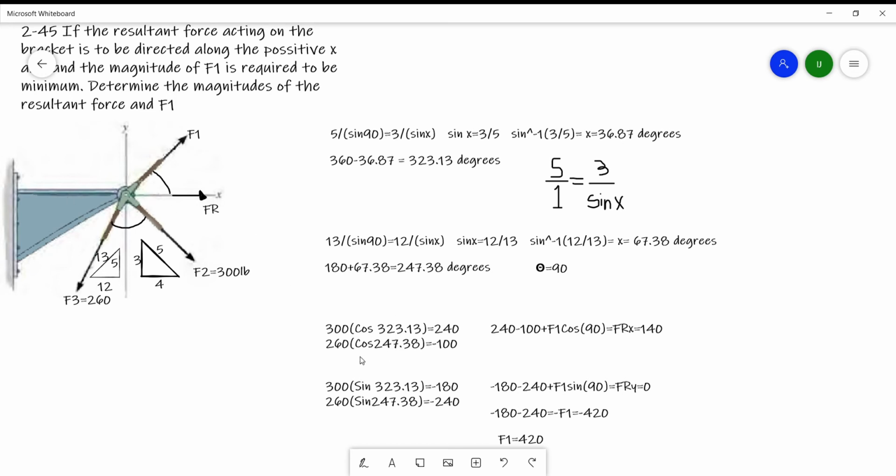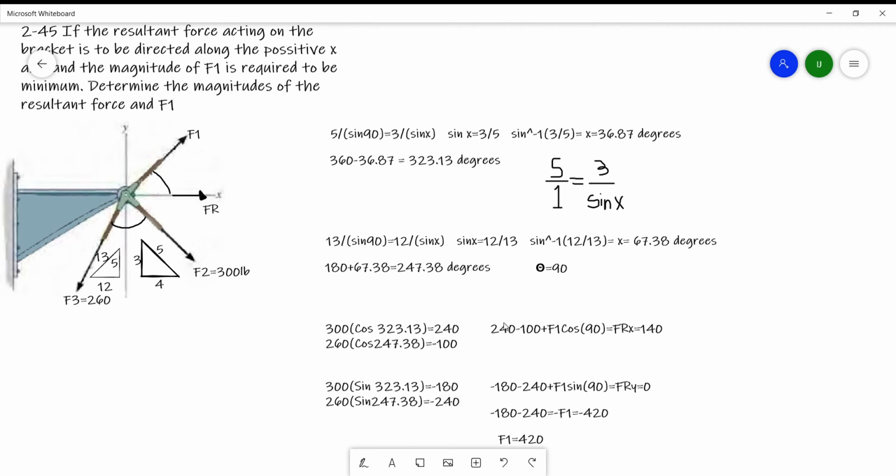Sorry. Then I'm going to do the same with my third force, which is 260 pounds, multiplied by the cos of 247.38, which is going to be equal to minus 100, of course, because it's in the third quadrant, which is negative, negative. So also my Y value for this force is going to be negative, which is represented by negative here.